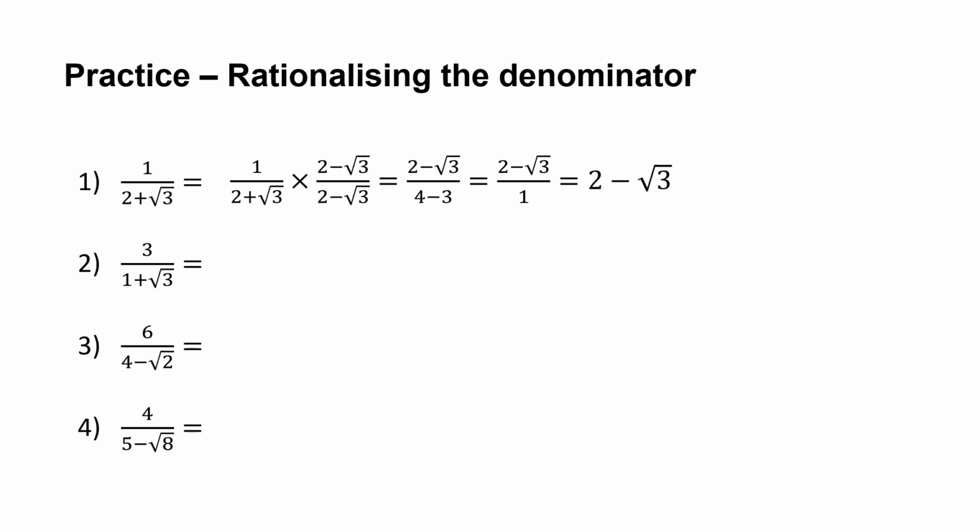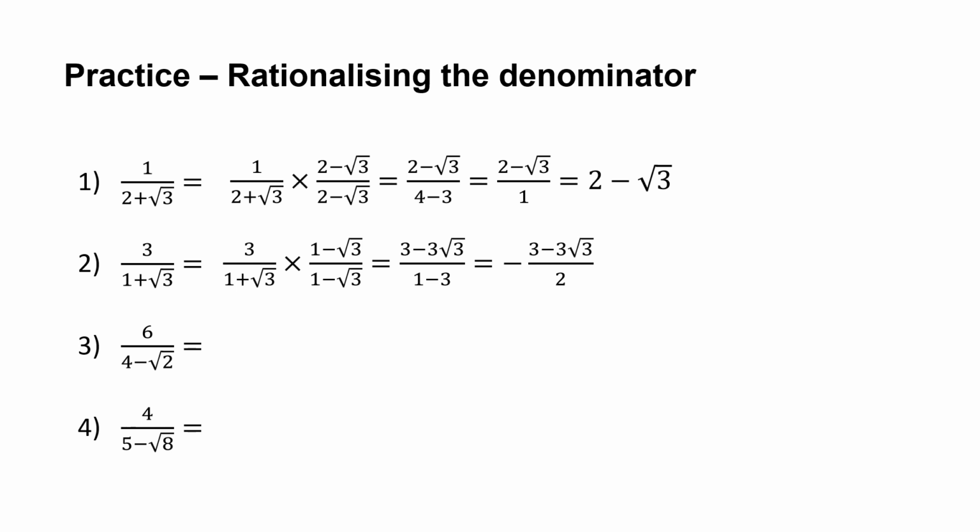Next, we have 3 divided by 1 plus root 3. So we're going to have our denominator term, so we're going to multiply top and bottom by 1 minus root 3, and that is going to give us 3 minus 3 root 3 over 1 minus 3, and that is going to be equal to 3 minus 3 root 3 divided by 2.